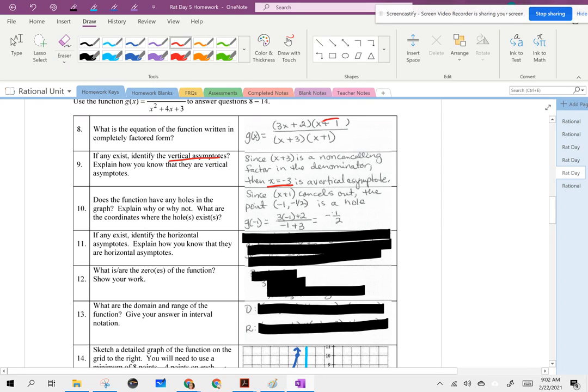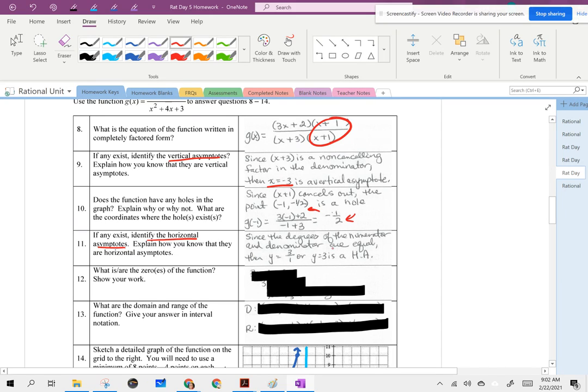Since x plus 1 cancels out, this is the point of the hole. Here's my work to get there. Identify any horizontal asymptotes. Well, we would have to again compare the degrees. Since the degrees of the numerator and denominator are equal, then we've got that leading coefficient, that reduced form, which is 3x plus 2 over x plus 3. So we've got 3 over 1, or y equals 3 is the horizontal asymptote.